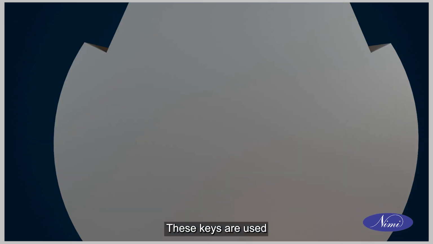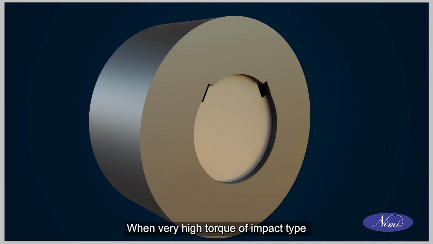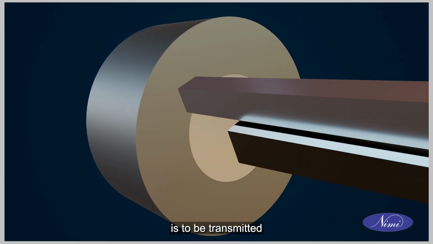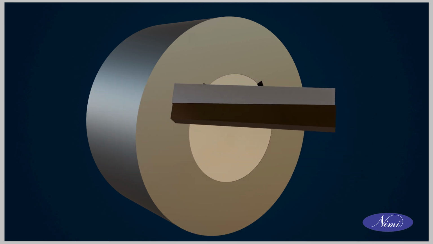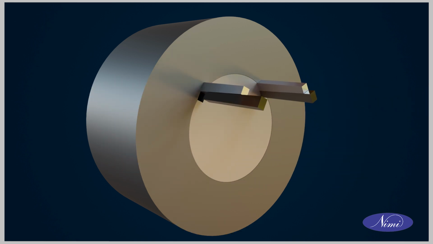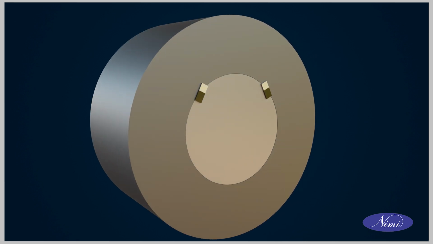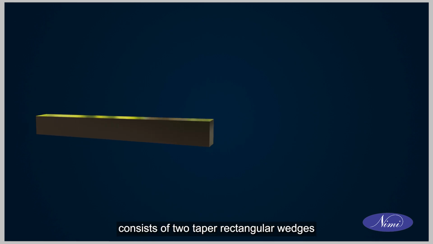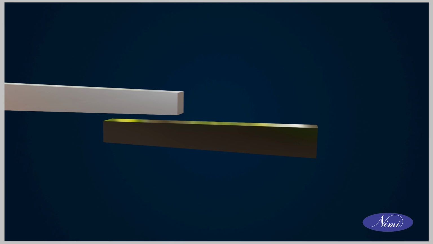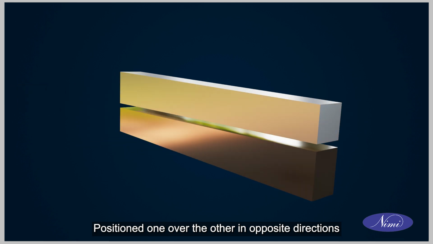Tangential key. These keys are used when very high torque of impact type is to be transmitted in both directions of rotation. A tangential key consists of two tapered rectangular wedges positioned one over the other in opposite directions.